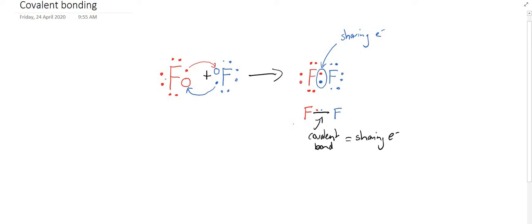Unlike ions, which have transferred, where one atom gives up an electron and the other one takes it, in this case, they're sharing. Now, you can see that if they share, they are both stable and they're both happy. Remember, they're trying to achieve a full outer shell.